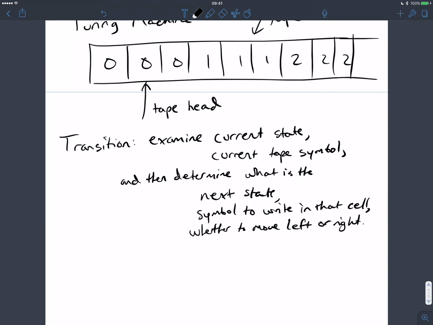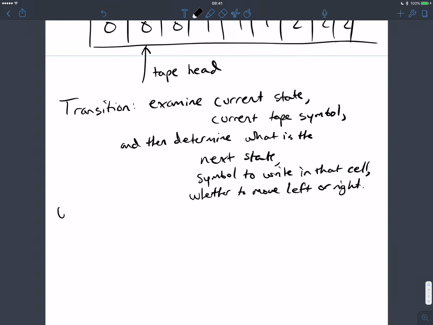So I'm going to ask a question that I've asked several times before. Are computers deterministic or non-deterministic? Deterministic. Well, if I want this model of computation to resemble my computer, what should this machine be, deterministic or not? Deterministic. So we want this Turing machine to be deterministic.